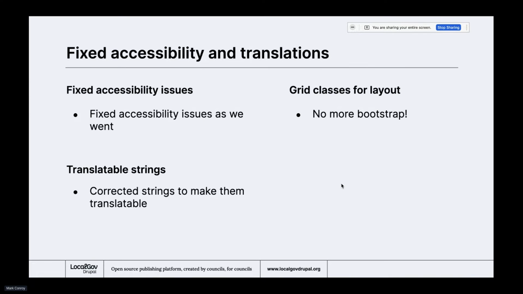But we did have a few with maybe adding some ARIA attributes for what button was controlling the expanding or collapsing of a menu and things like that. We added our grid classes for layout. I've kind of explained that already, where we just wrote our own grid system.